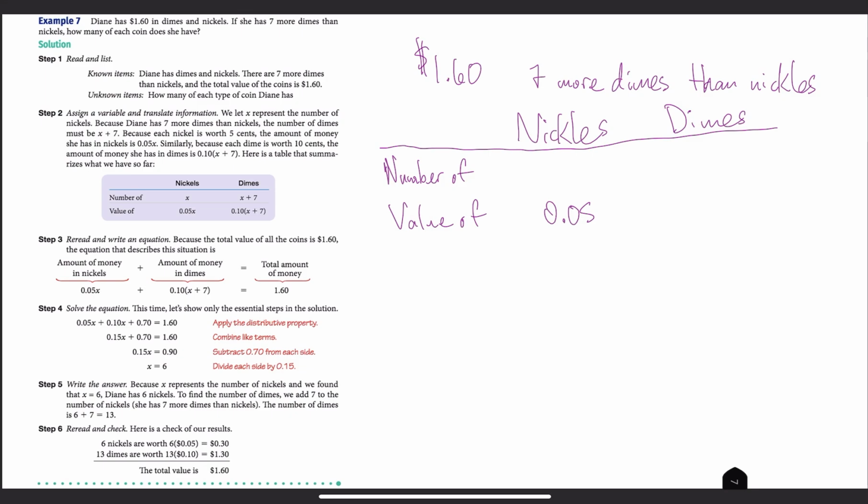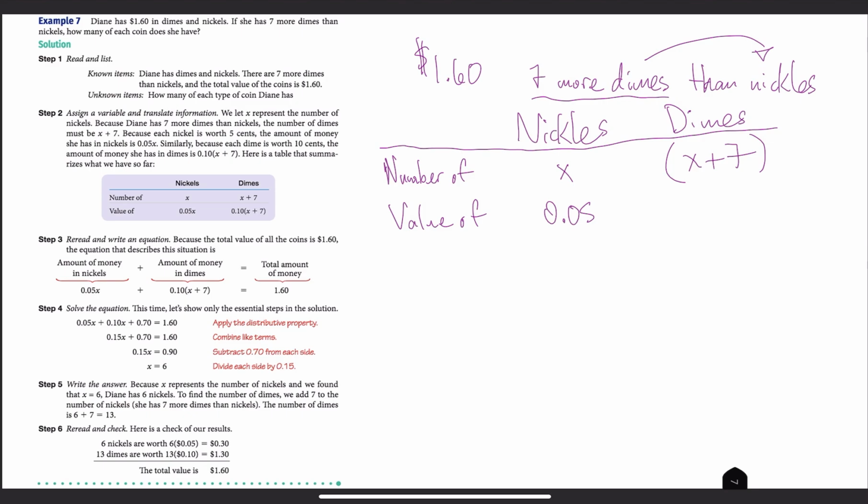Well, how many nickels do we have? The number of nickels is unknown. Well, the number of dimes is unknown as well, except that we do know dimes in terms of nickels. We know that there's 7 more dimes than nickels. So however many nickels there are, if you take that number and add 7, that would tell you how many dimes there were.